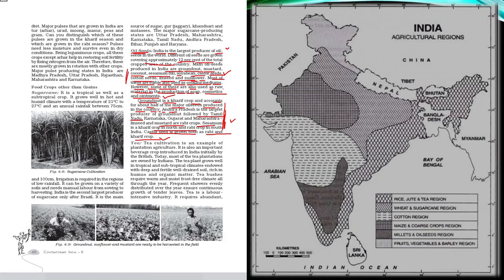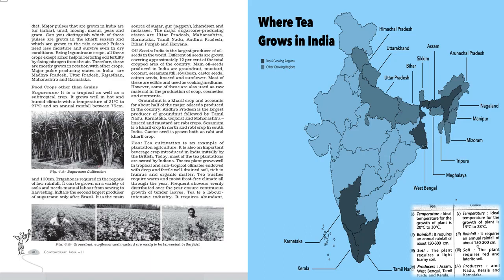So if you talk about another important food crop other than grains, the beverage crops, or we can say that is tea. Very, very important beverage of our diet, I would say, or our daily routine. Tea cultivation is an example of plantation agriculture. In the beginning we had tea estates, the agriculture which is done on a larger area. So tea is one form of plantation agriculture. It is also an important beverage crop introduced in India initially by Britishers. Today most of the tea plantations are owned by Indians.